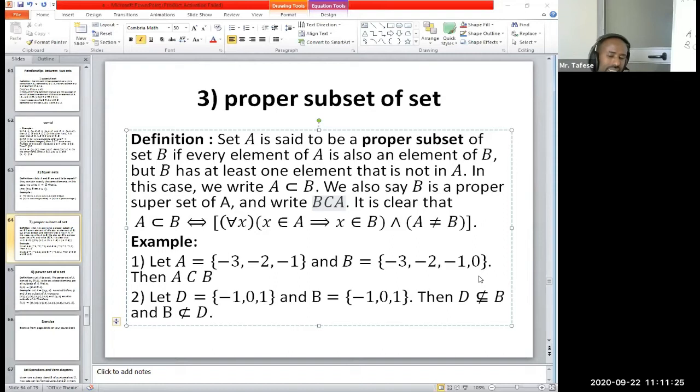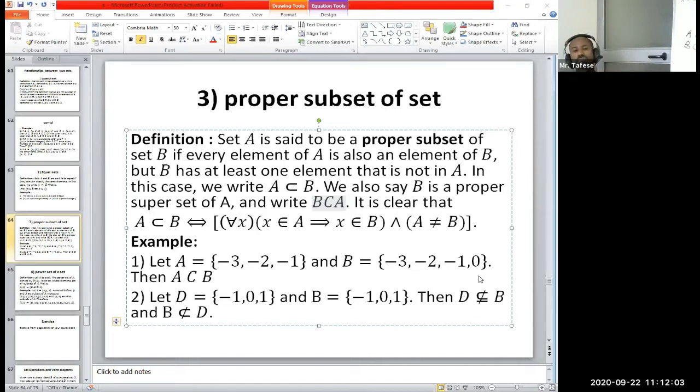A is a proper subset of B. Of course, we can say A is a subset of set B. In addition to subset, we can also say that A is a proper subset of B. Of course, you can add not only one element, but more than one element. We said at least one element of the second set should not be included in the first set. At least means you can add some other elements in set B which are not found in the first set A.